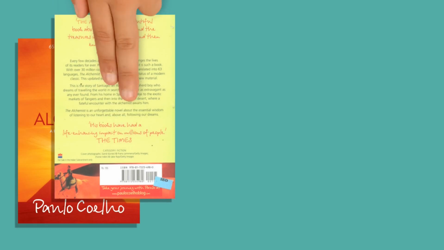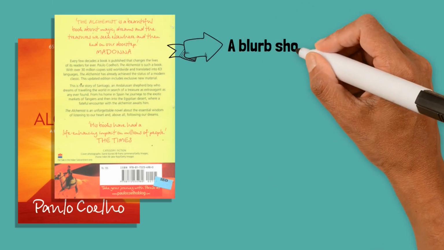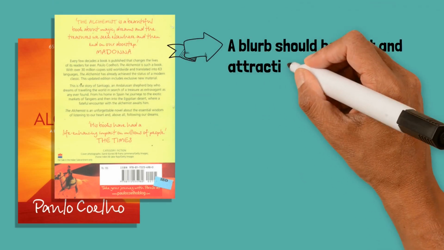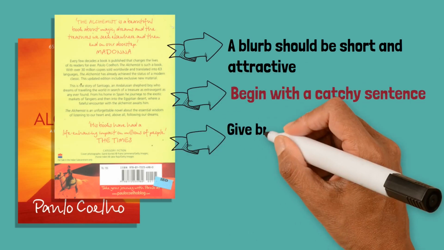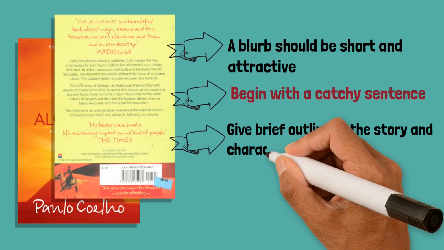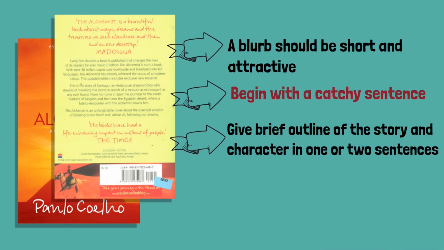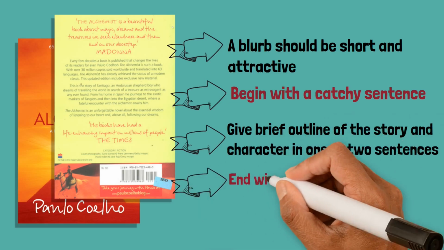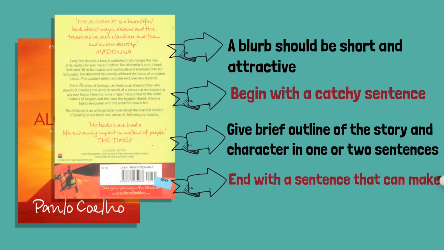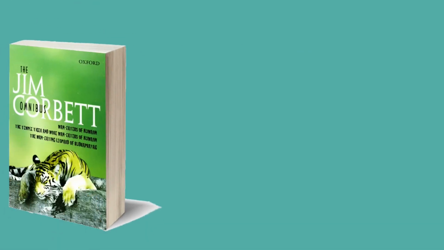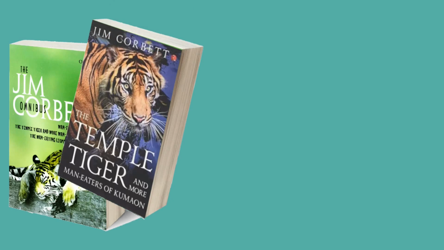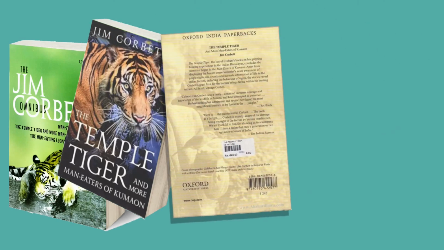So dear students, a blurb should be short and crispy. You should begin a blurb with a catchy sentence. Then go on giving a brief outline of character and story in 1 or 2 sentences. End with a sentence that can make the readers anxious to read more. We have already listed the other details that can be included in the blurb.